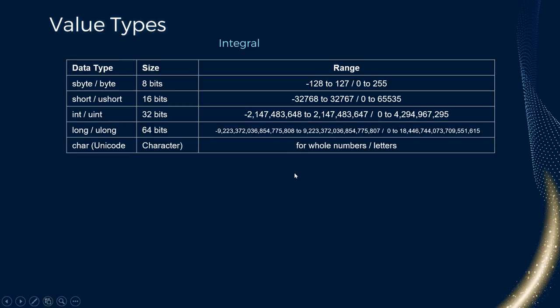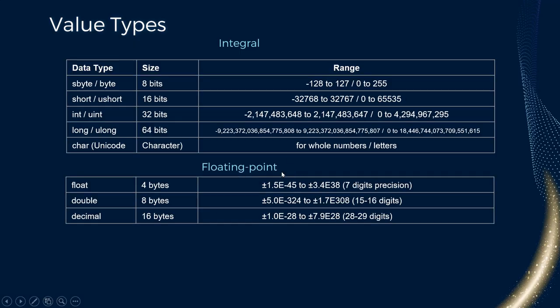Now let's move to the next one, floating point numbers. These are different data types like float, which is 4 bytes, double, 8 bytes, and decimal, 16 bytes. And here you can see the ranges, plus minus 1.5 e to the power minus 45 to plus minus 3.4 e to the power 38, and 7 digit precision. What does it mean? I will discuss it in the next slide. So let's move to the next one.